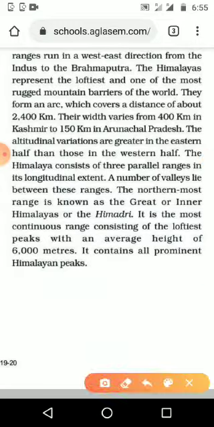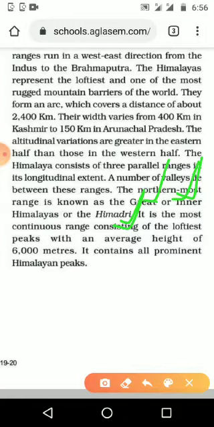Then the northernmost range is known as the Great or Inner Himalayas, or Himadri. The topmost one, the northern one. Which one is the greater one? When we are thinking of the total, the northern ones are the great ones, the higher ones, known as the Great Himalaya or Inner Himalaya, or Himadri. Himadri means covered with snow.